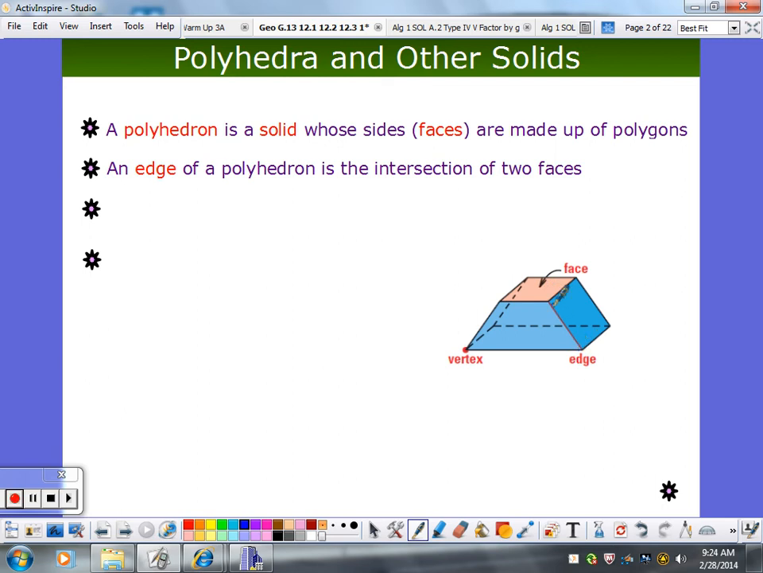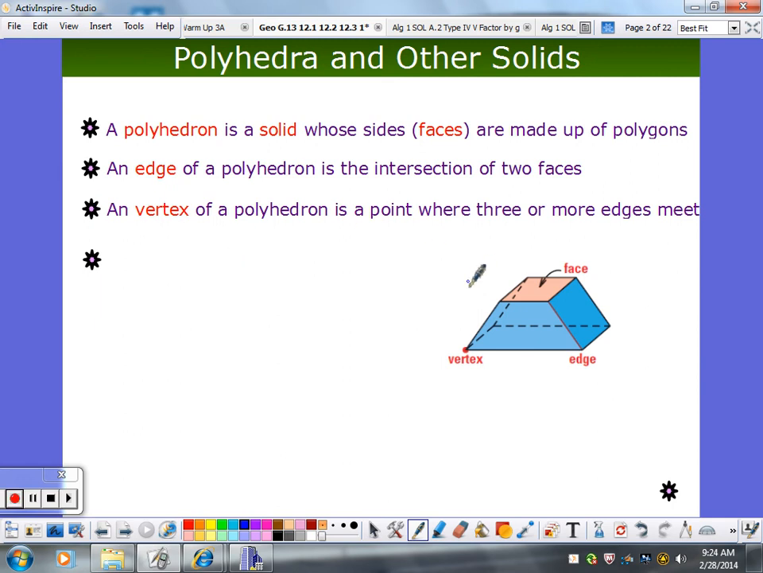So this guy here is an edge, here's an edge, here's an edge. A vertex is where 3 or more edges meet. So it's a point. Here's a vertex. Here's a vertex. Here's a vertex. Where the edges are all meeting.